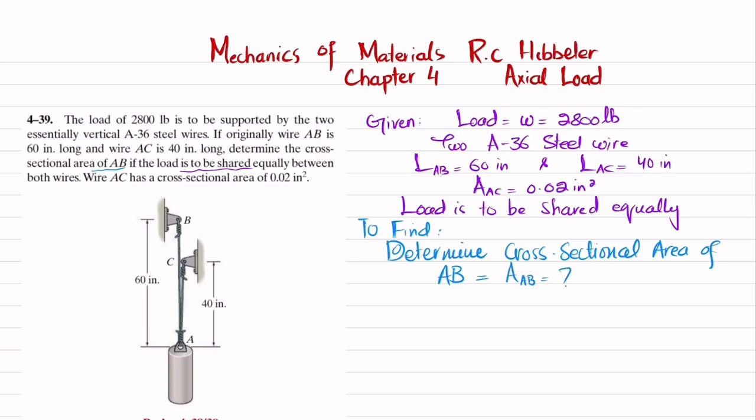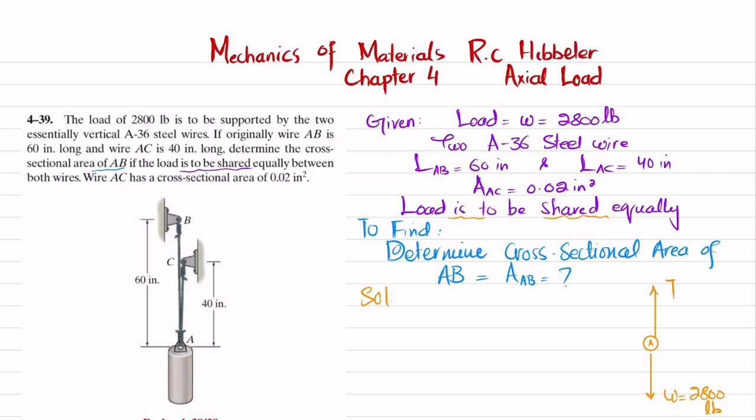So let's start with the solution. The first step is that we have been given that the load is to be shared equally. If this is point A, there is a load acting downward, and this load is W. Let me draw it. This W is equal to 2800 pounds. At this point we have wire AC.